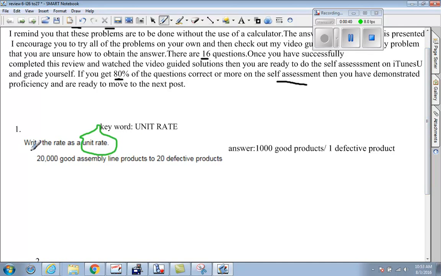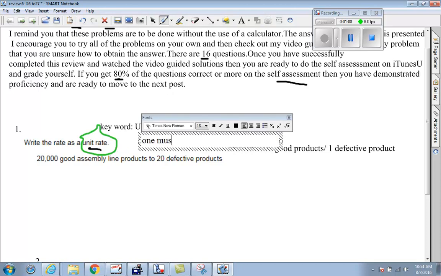So let's dive in. Number 1, write the rate as a unit rate. Well, we're going to see a lot of word problems in this rehearsal and a lot of keywords, and we have to be able to read very carefully. So keyword unit rate. When I see the keywords unit rate, I know it means per one. Unit means per one. So I know I'm trying to write a fraction where 1 must be in the denominator. That's kind of the key thing with the unit rate.